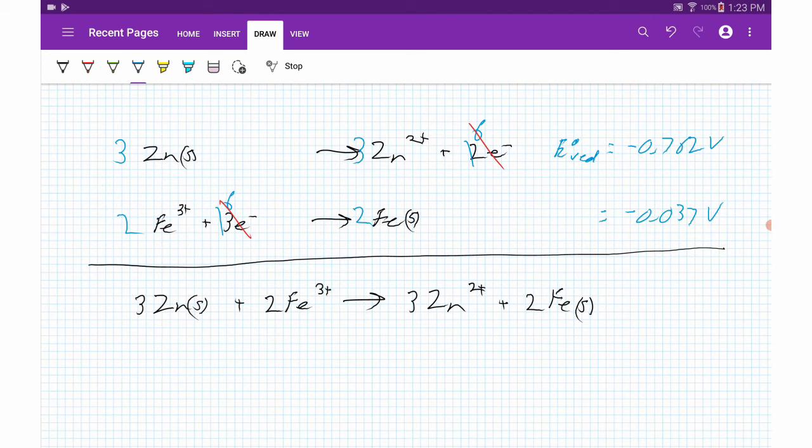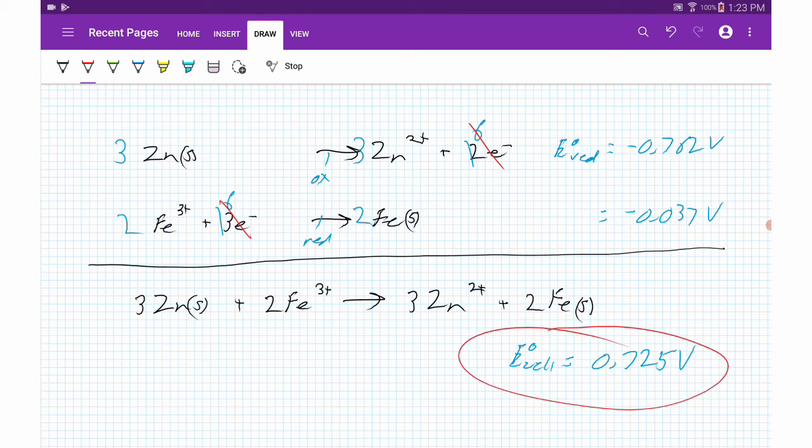Now the brightness isn't going to change. The cell potential is calculated using cathode minus anode, and realize that the first one is an oxidation, second one is reduction. Cathode minus anode gives us 0.725 volts, which is what we were after.